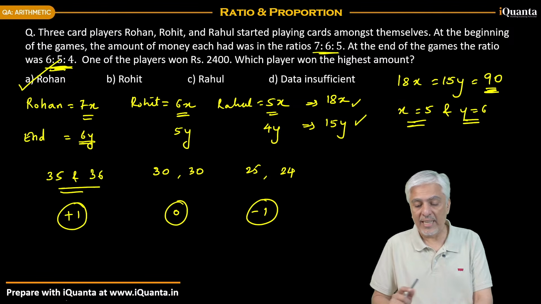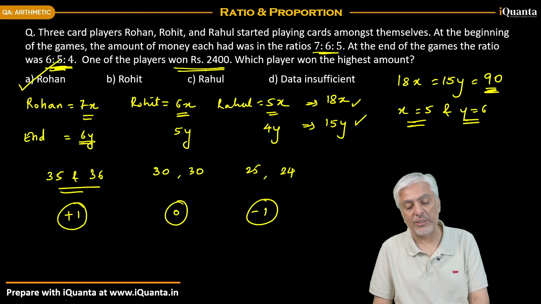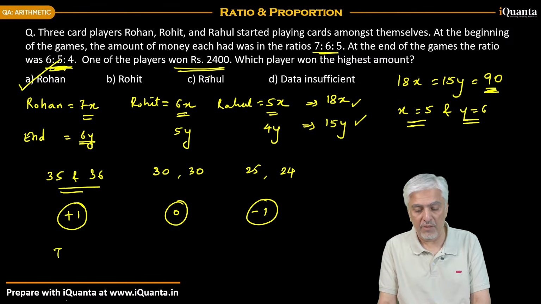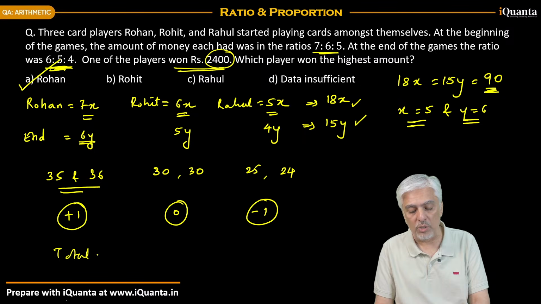Chalo, going ahead. I was going to make one more question. Now, suppose if this 2400 was also part of the question. What is the total money all three had? If this 2400 was a part of the question, I have changed the question. What is the total money all three started with?